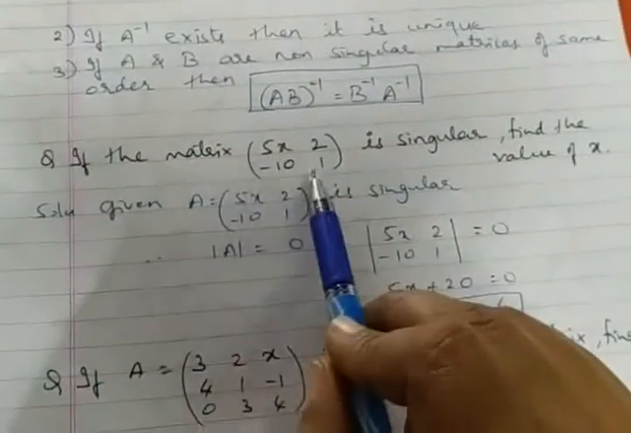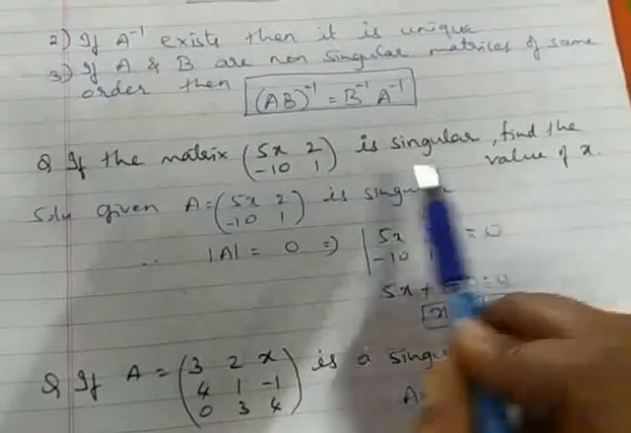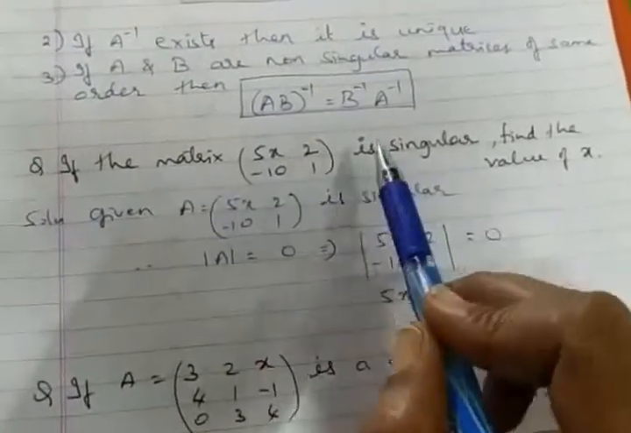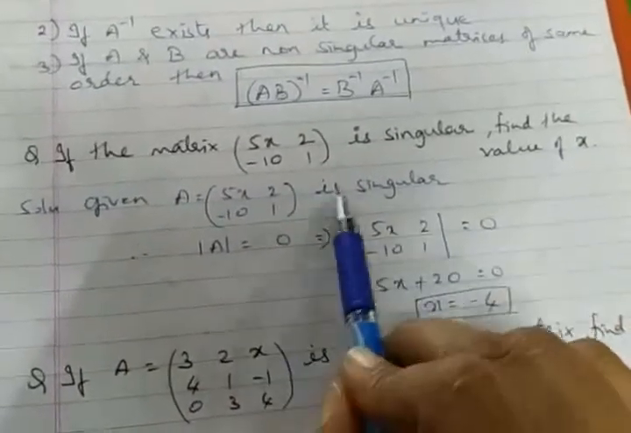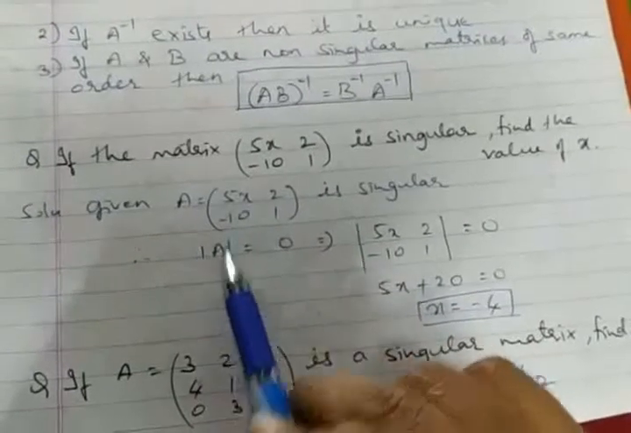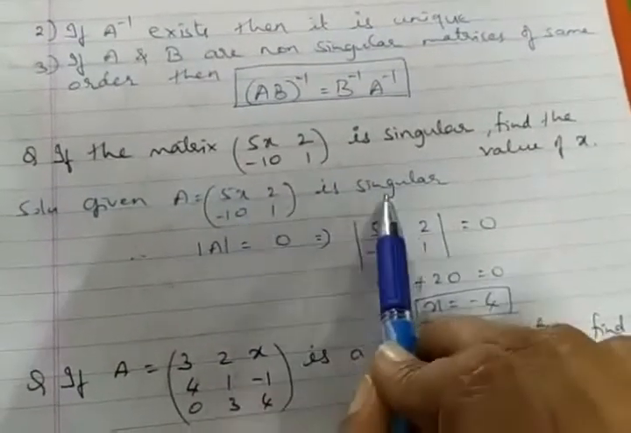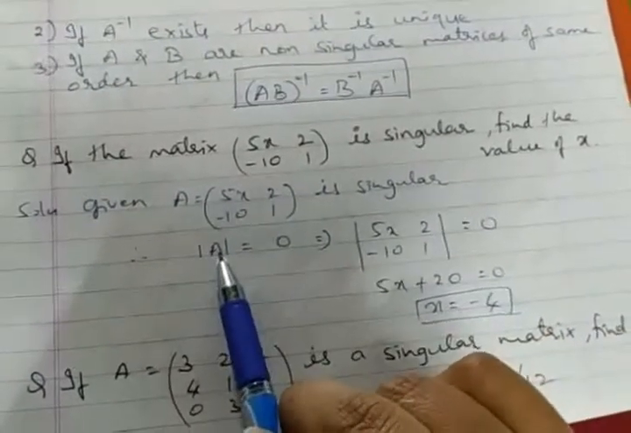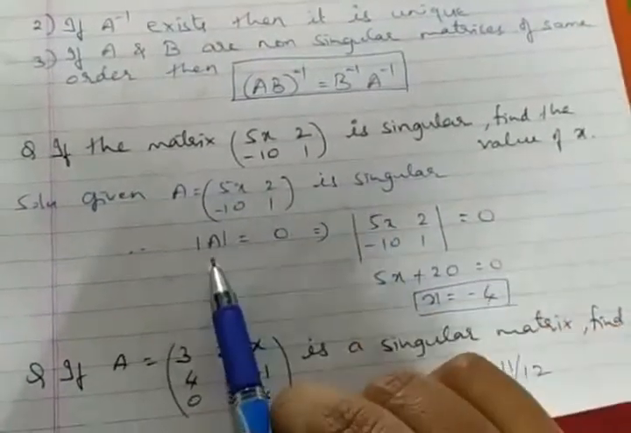If the matrix is singular, then find the value of x. When the matrix is singular, it says the determinant value is 0. So given that A is a singular matrix, according to the definition, it depends on the determinant value and not on the arrangement. This term singular is not said based on the arrangement, they are saying it based on the determinant value. So according to the definition, it is singular, that implies determinant value is 0.